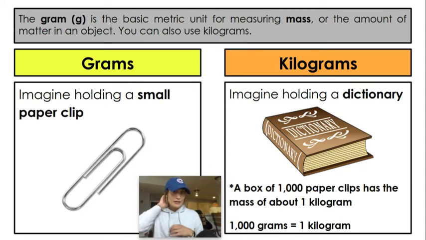So when we are measuring mass, most people throughout the world use the gram. The gram is the basic metric unit for measuring mass, or the amount of matter in an object. You can also use kilograms. So today we're going to be talking about when it is better to use grams versus kilograms.